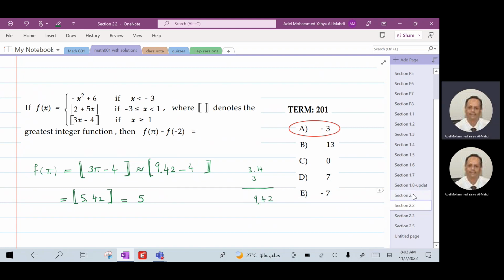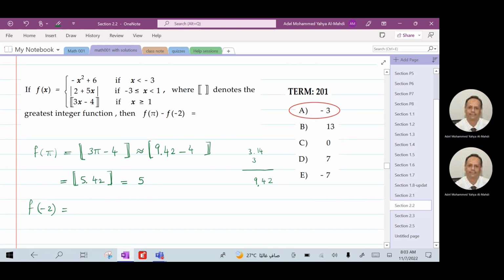Now the second one, f at minus 2. F at minus 2 is equal to, so do not take minus outside. We don't know if it is even or not, so do not touch this one. F at minus 2, where is minus 2? Minus 2 is between minus 3 and 1. Then replace every x by minus 2. So it is going to be what?